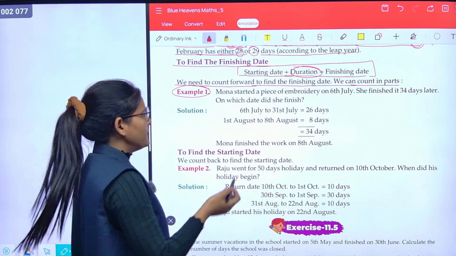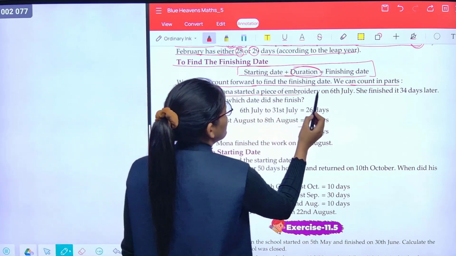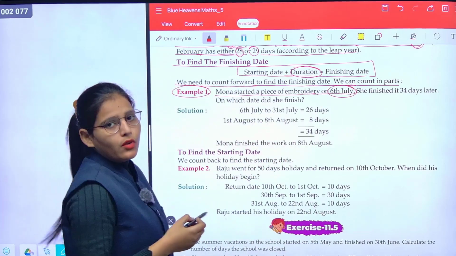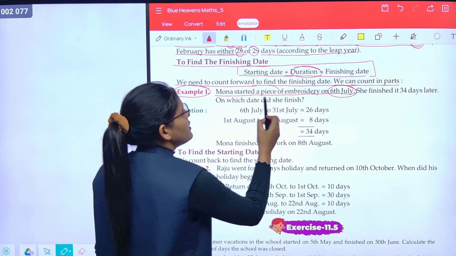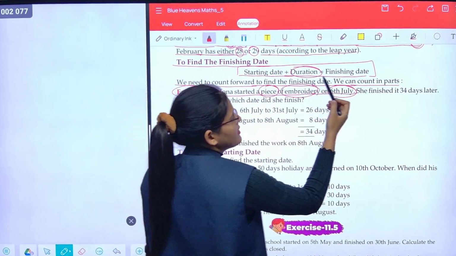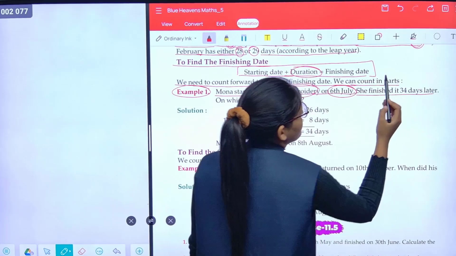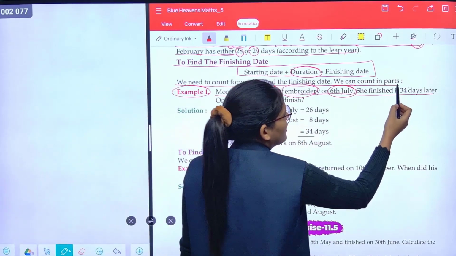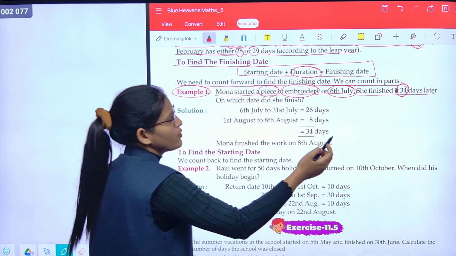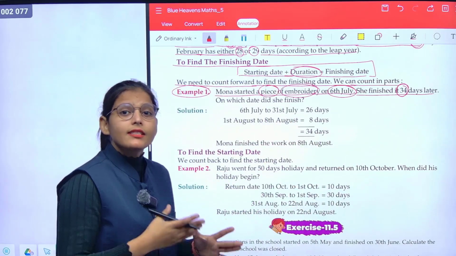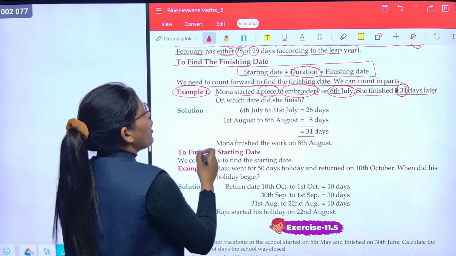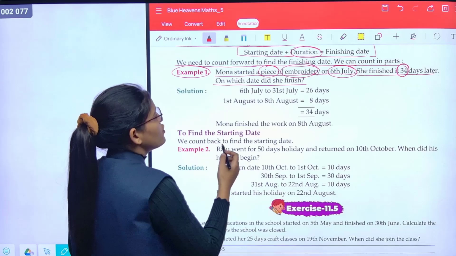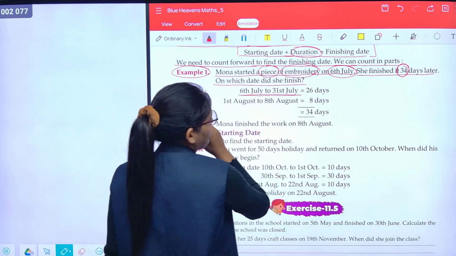Example number 1. Mona started a piece of embroidery on 6th July. When did she start? She started on 6th July. She finished it 34 days later. And she finished it after 34 days. Now on which date did she finish? Now class, 6th July to 31st July.